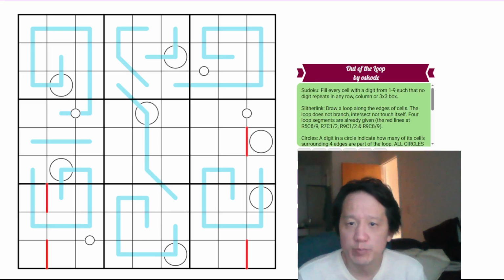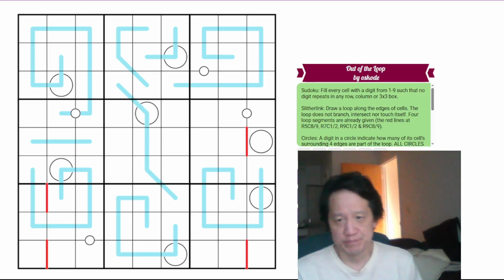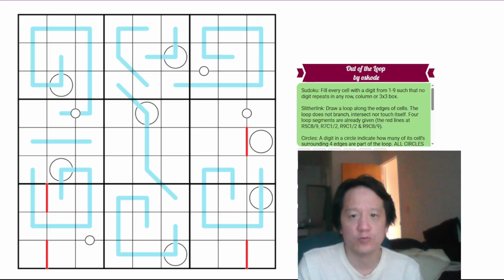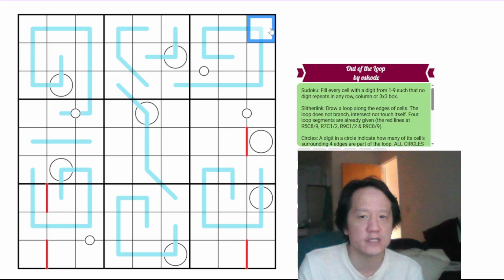Out of the Loop by Oscode. And here are the rules. We have Sudoku, where we need to fill every cell with a digit from 1 through 9 such that no digit repeats in any row, column, or 3x3 box.